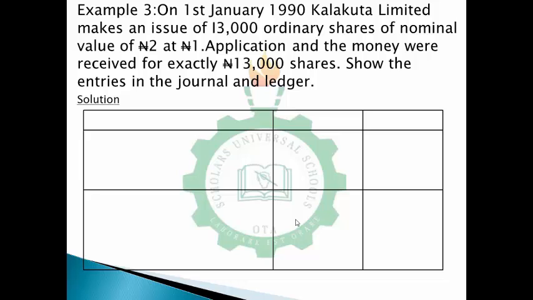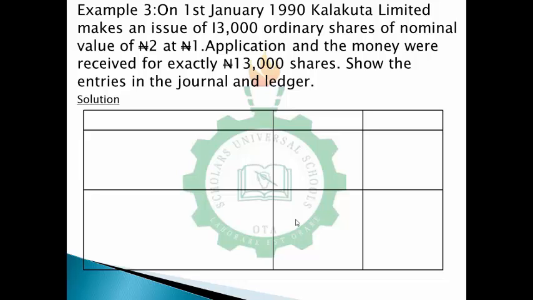Write the title of your account, and next, on the receipt of money, what are you doing? Kalakuta Limited, at the point of selling these shares, is selling 13,000 ordinary shares with a face value of 2 naira. However, the applicants are paying 1 naira. They are not paying 2 naira. Even though the face value is 2 naira, they are paying 1 naira for all of those 13,000 shares.